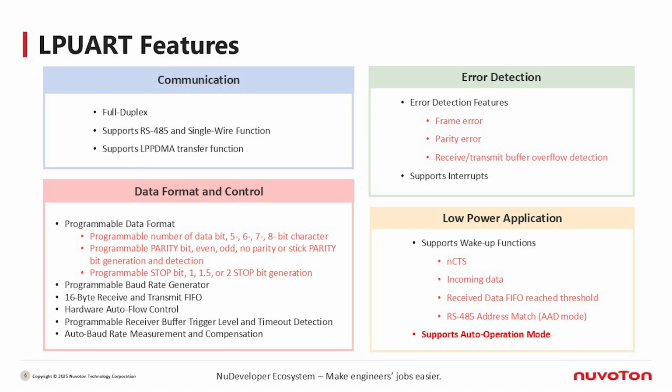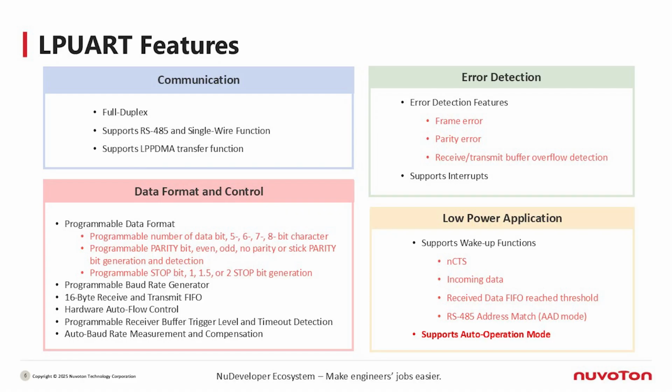Next, in terms of data format and control, the Low Power UART is very flexible. You can program the data length to 5, 6, 7, or 8 bits. You can choose the parity, even, odd, none, or a fixed parity. You can also set the stop bits to 1, 1.5, or 2 bits. It includes a programmable baud rate generator and 16-byte TX and RX FIFOs. In addition, it supports hardware auto flow control using the NCTS and NRTS pins.